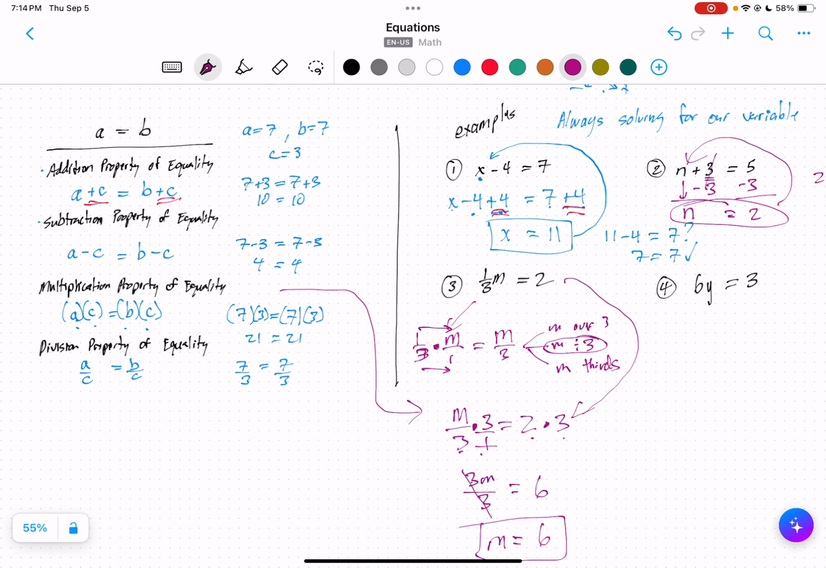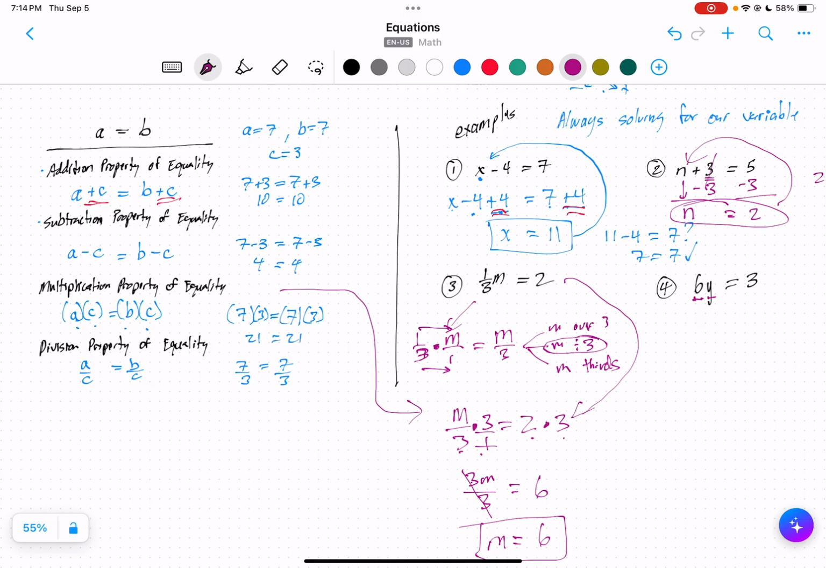Here, finally, we are at the last question where it says 6y is equal to 3. Well, what's happening to our variable? We're always solving for the variable. Well, 6y is another way of saying 6 times y. That's all it is. So when we have a number with a variable, it's called a coefficient, and it's multiplied by a variable y. So what's the opposite of multiplication? Well, of course, it's division.